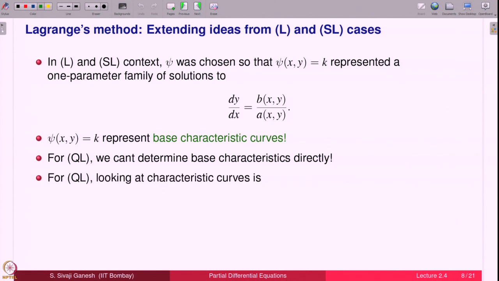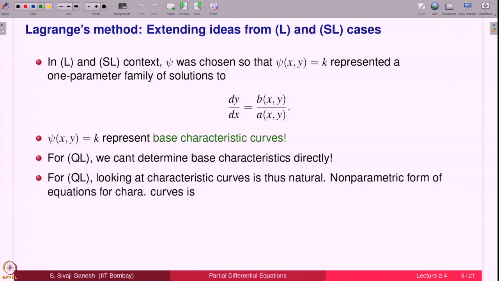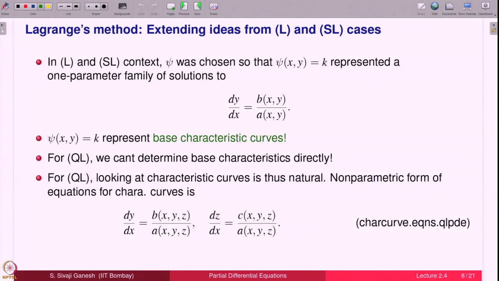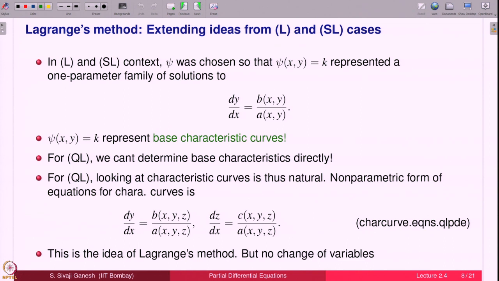So, for quasi-linear equations, looking at characteristic curves is thus natural. So, this is the way we are going to extend the ideas. We are saying that for linear and semilinear, looking at base characteristic curves helped us in obtaining a general solution to L and SL. For QL, we have to look at full characteristics. So, non-parametric form of the equations for characteristic curves, this is after eliminating the parameter t, is dy by dx equal to b by a, dz by dx equal to c by a. This is the idea of Lagrange's method. But no change of variables as expected.